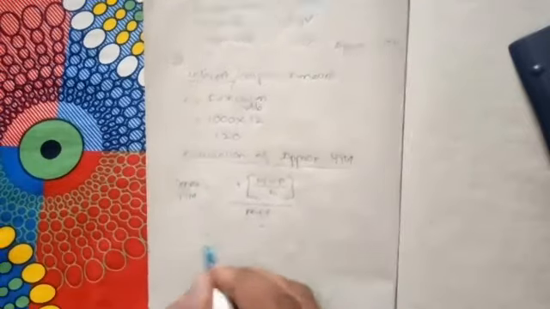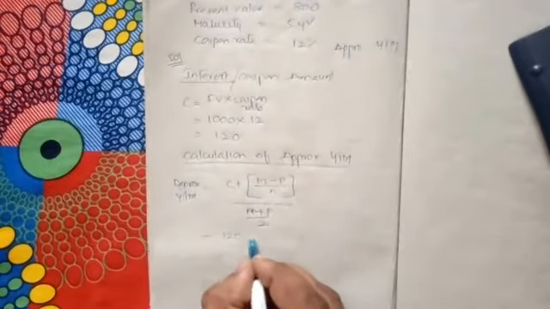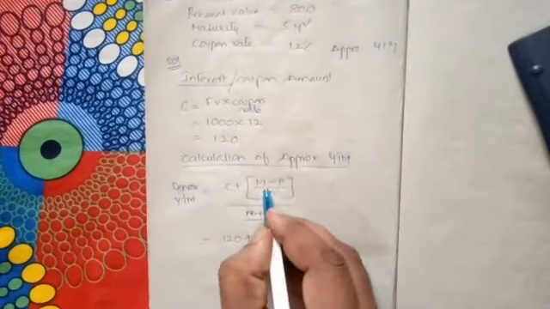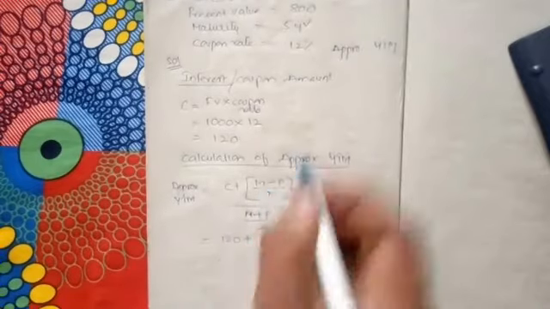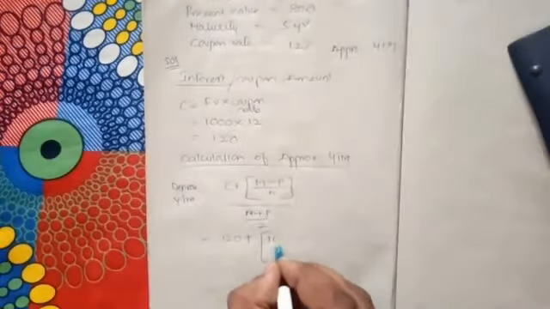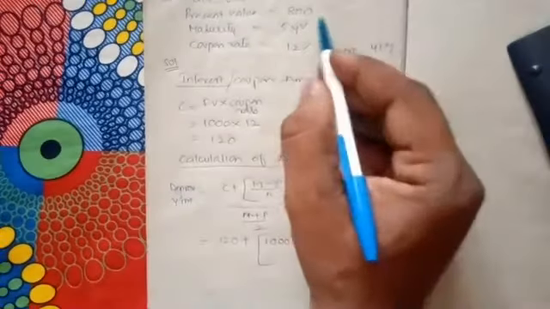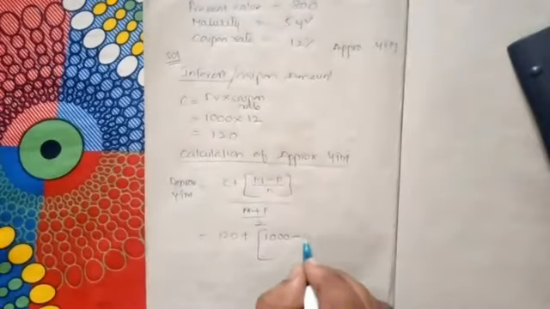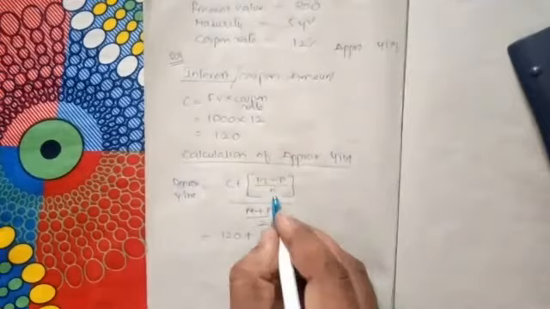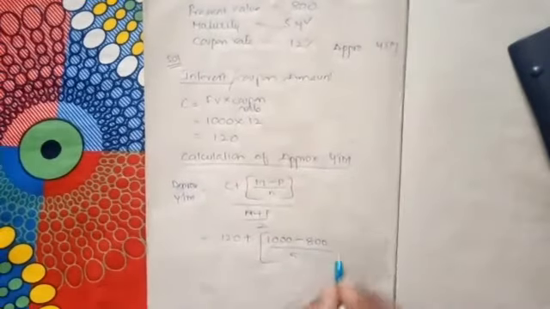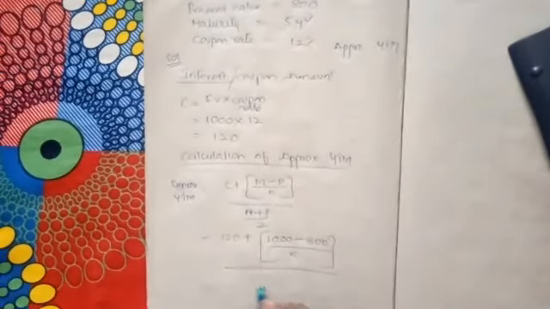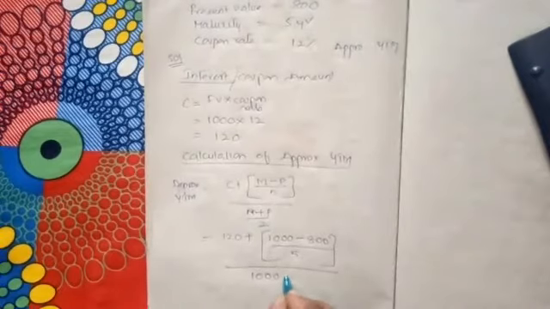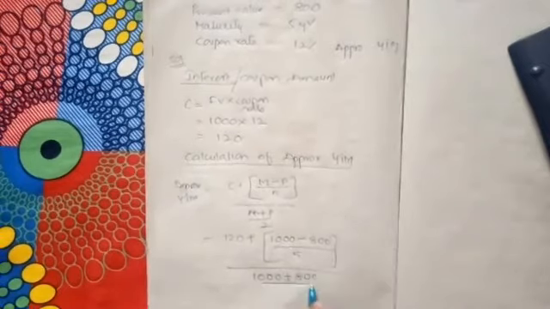What is the C we have? C we know is 120, plus, what is the M? M is nothing but the face value, that is 1000. And what is the present value of the bond? That is 800. Divided by N, which is 5 years, whole divided by 1000 plus 800 divided by 2.